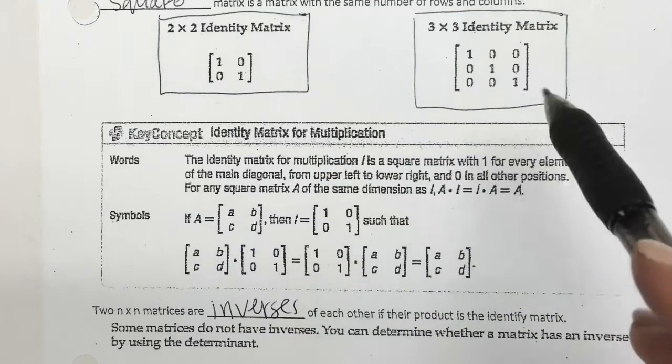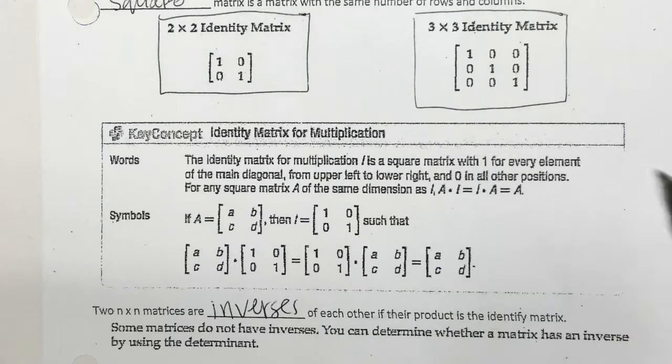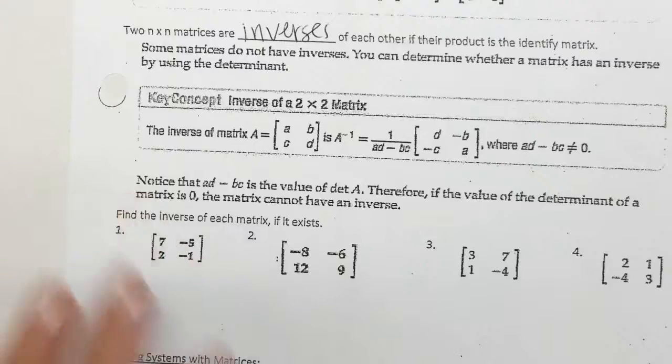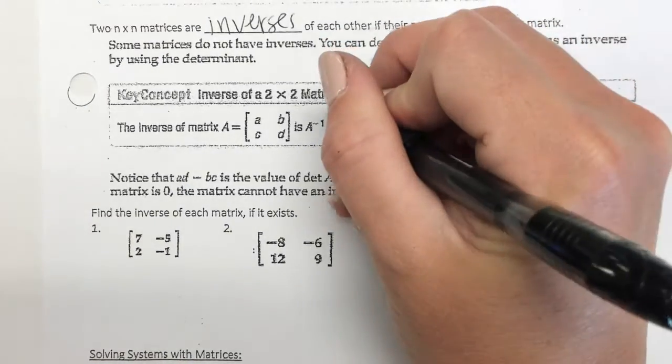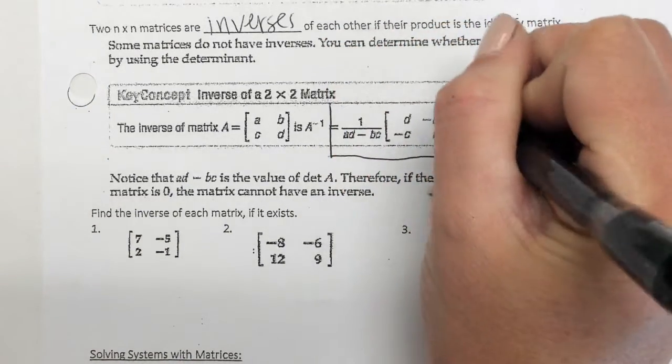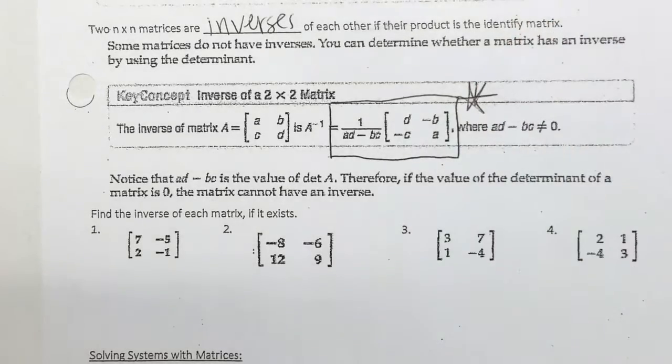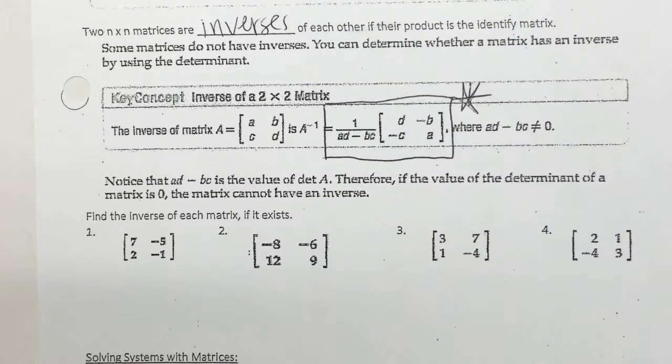We're not going to find the inverse of 3x3 matrices because it takes a really, really long time. So we're just going to do 2x2s for your test, okay? So here is the formula. I want you to draw a box around this or highlight it of the inverse matrix of a 2x2.